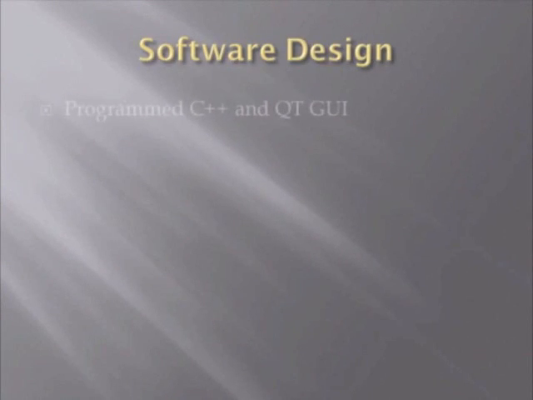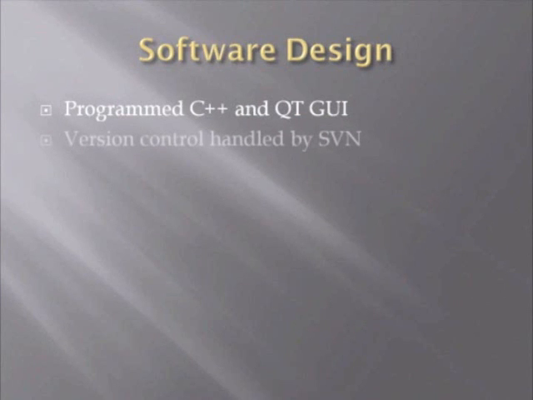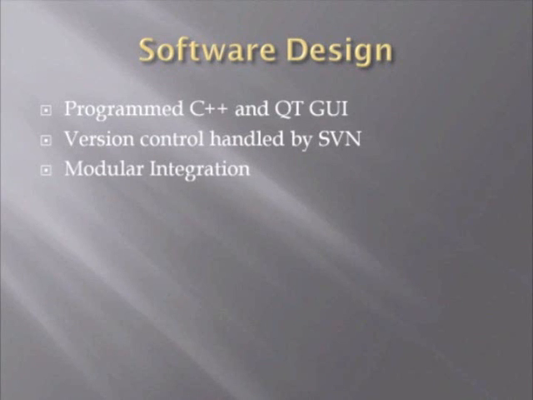Software design. This software was programmed in C++ and Qt GUI, and version control was handled by Subversion. We also used a module integration and design theory. By splitting the software into several pieces, we could assign these pieces to different team members. These team members could then work on the individual pieces at their leisure. This allowed for more flexible scheduling.